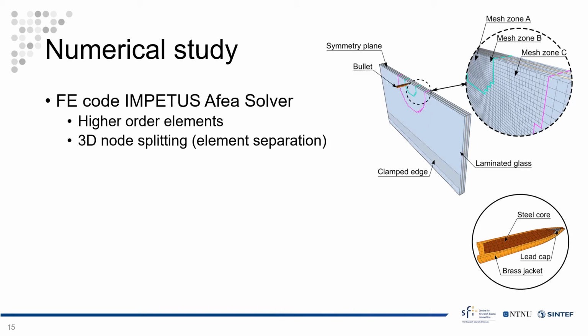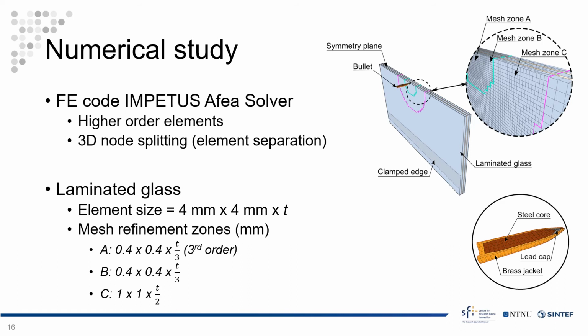Then over to the numerical study. Here we performed finite element simulations of all of the ballistic tests, and we used the finite element code Impetus AFEA solver. This solver has some special features, such as higher order elements and node splitting. Node splitting can describe fracture and crack propagation by separating elements instead of deleting them as we do with element erosion. So we are able to describe fragmentation without losing any mass. And higher order elements can provide extra robustness and accuracy, and are particularly suitable for simulations that involve large deformations.